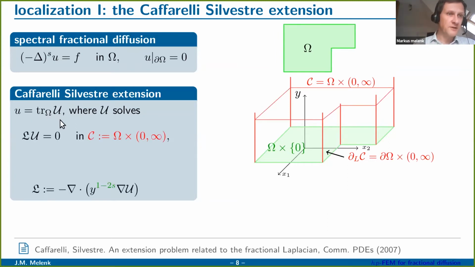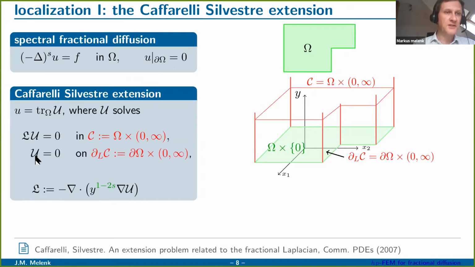So what happens to capital U? Capital U solves an equation, Lu equal to 0 in the cylinder, and L is an elliptic operator. So it's minus divergence of y to the 1 minus 2s grad U. So U solves an elliptic equation.